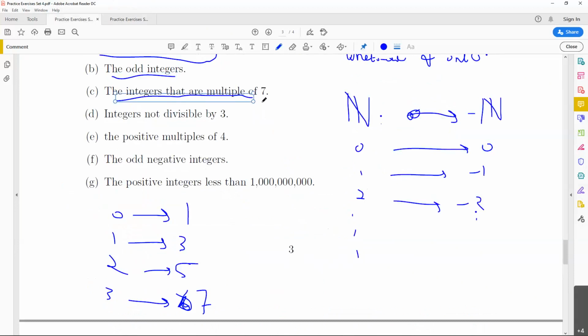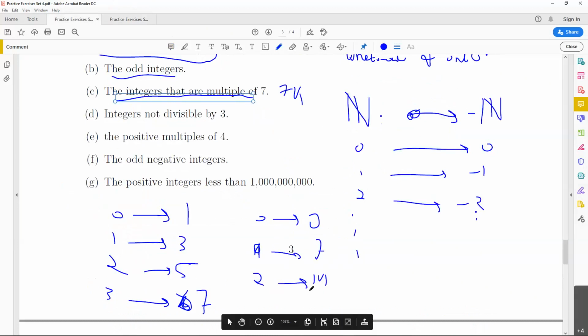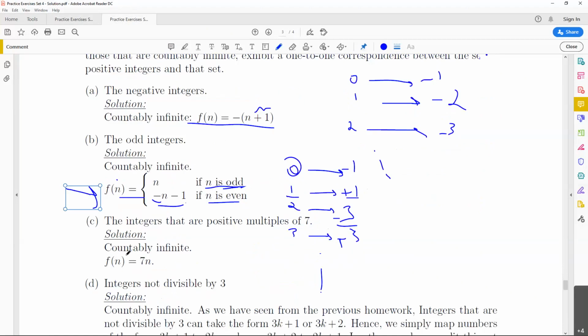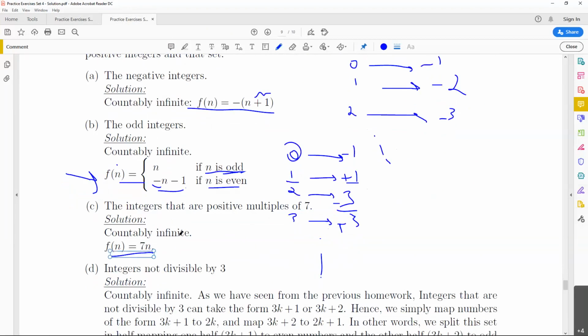The integers that are a multiple of 7. So 7k. I get, let's say 0 to 0, in case they assume 0 is a multiple of 7. 1 goes to 7, 2 goes to 14, and so on. Yeah, it's just f of n is 7n, multiples of 7. The integers are positive. Okay, so positive, we just wrote 7n. If it was negatives and positive, we would have had to do something like part B.